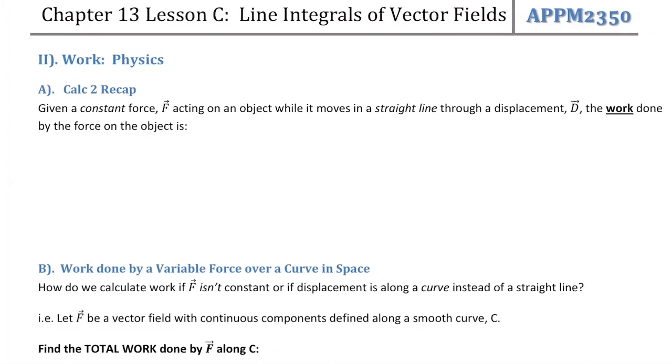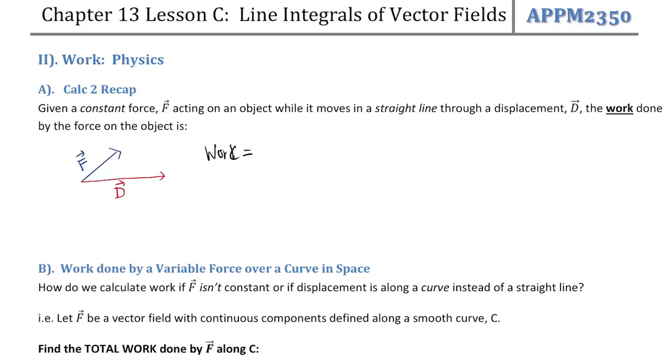So in Calc 2, if we had a constant force, let's call that F here, and it's acting on an object while the object is moving in a straight line. Say here, we're going to use a vector d to describe the displacement of the object. Then we define the work to be the scalar component of F. So normally people would say, oh yeah, work is just force times distance.